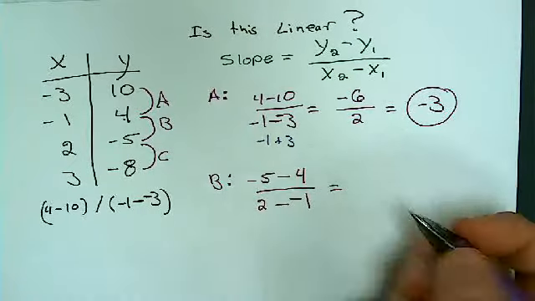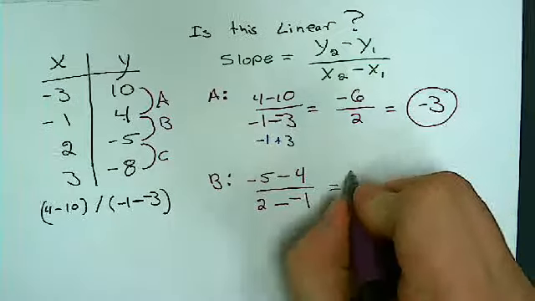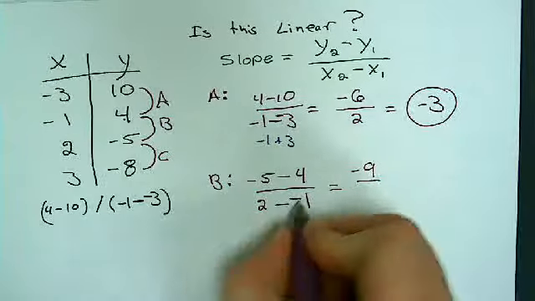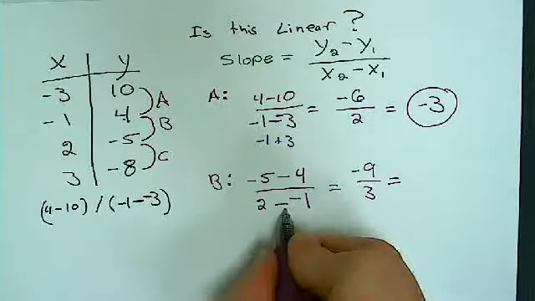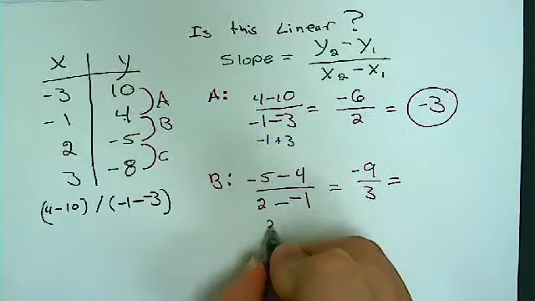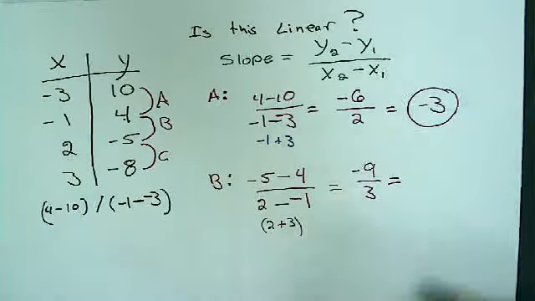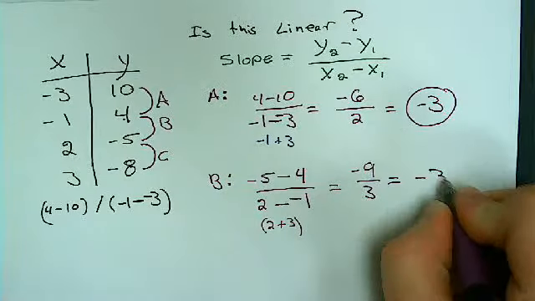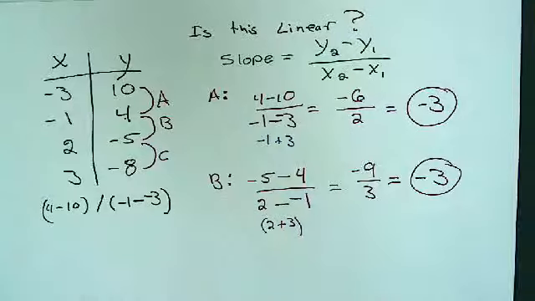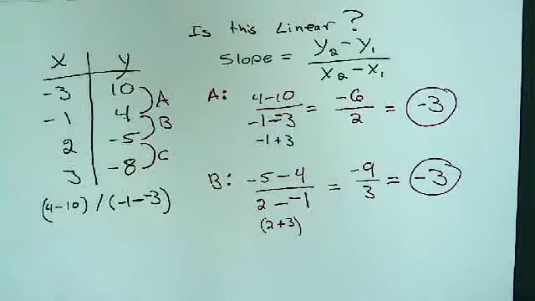Fear not. Really? -5 minus -4 is -9. 2 minus -1 is 3. Now watch that. Minus and negative is the same as plus. And that simplifies to 9 divided by 3 is 3. So far, we're looking pretty good for this being linear.